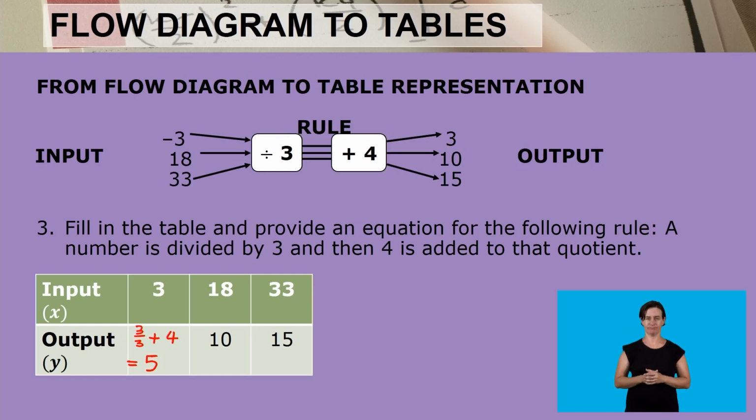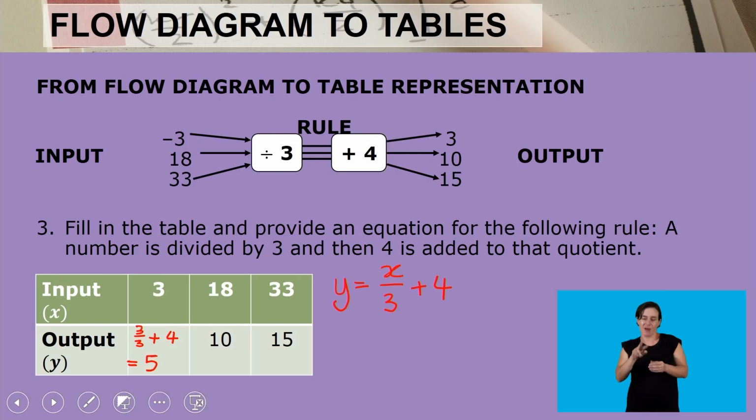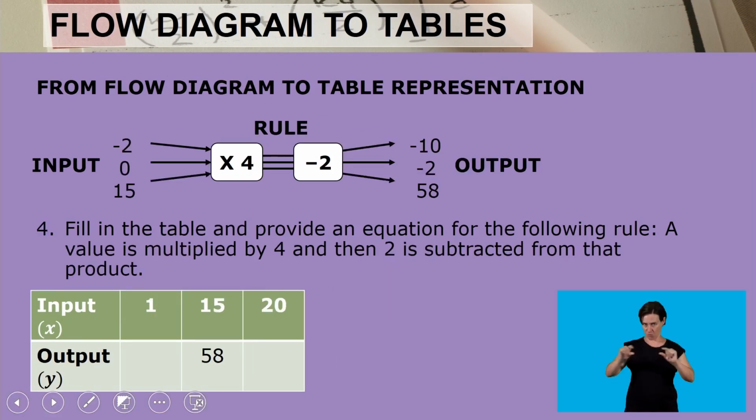And what would the equation look like for this? So we know that the output values are obtained by taking the input values, dividing them by 3, and from that quotient we are adding 4. So that is what the equation would look like. Let's go on to the next one.